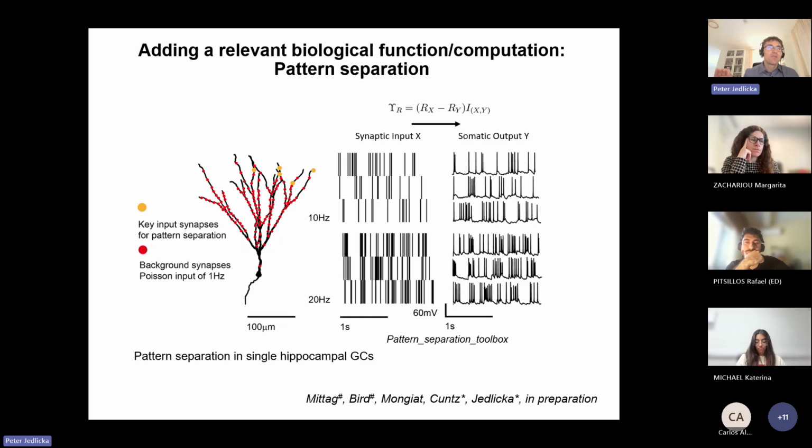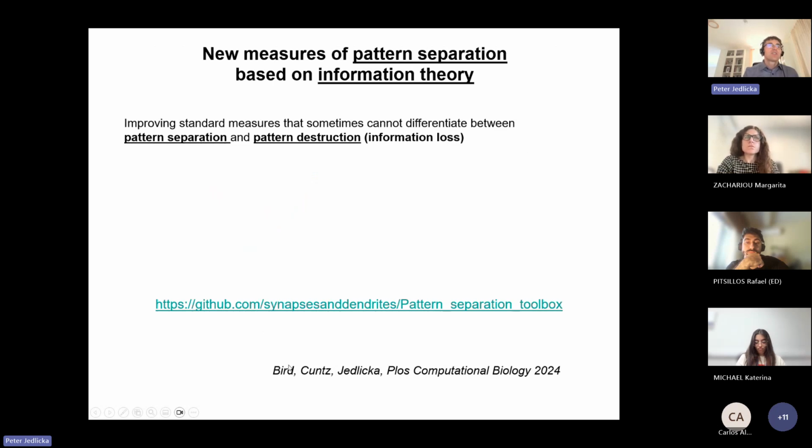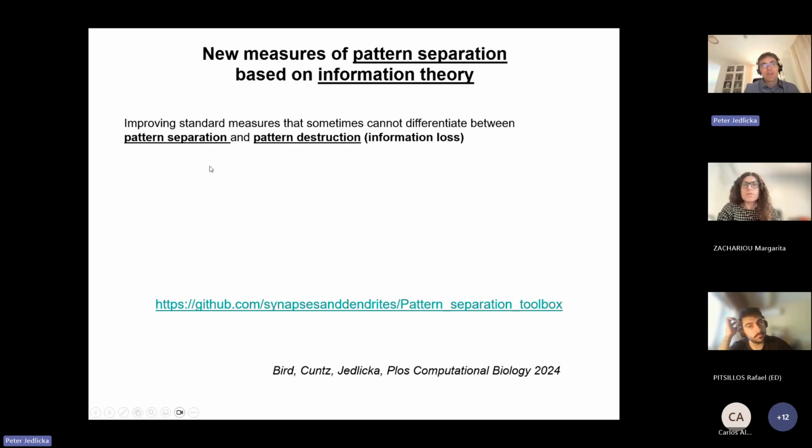However, if you are deleting spikes, you also are deleting information. That's why we came up with our own measure of pattern separation, and we wrote our own pattern separation toolbox, which was the work of Alex Bird. So in your projects, maybe some people need pattern separation, for example, if they study cerebellum or mushroom body or something else. If you want to quantify pattern separation, this might be useful because you don't want to confuse pattern separation with pattern destruction, right? Because then your cell is losing information.